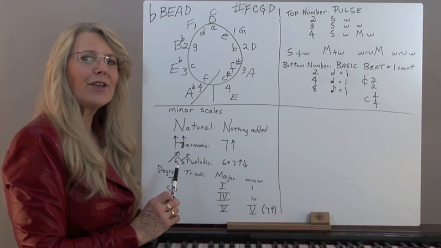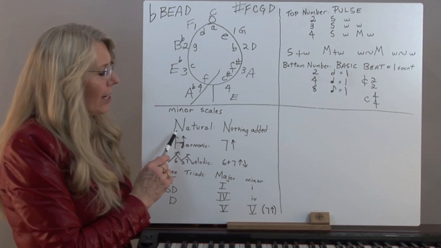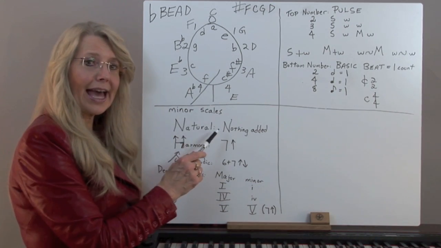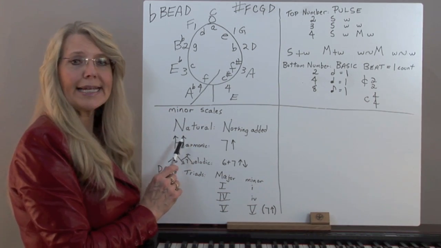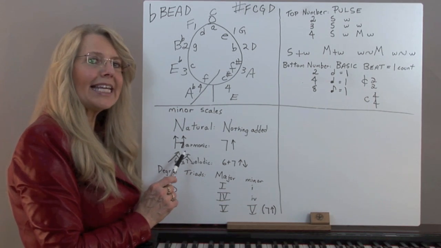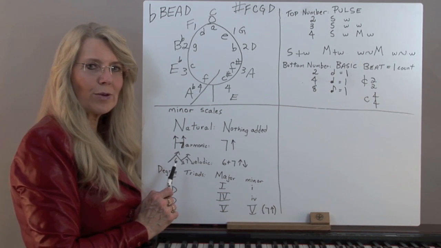On the bottom left, write minor scales. Draw the uppercase letter N for natural minor, nothing added. Draw the uppercase letter H with both arrows pointing up. Add the 7 inside the H and write the word harmonic for the raised 7th note.